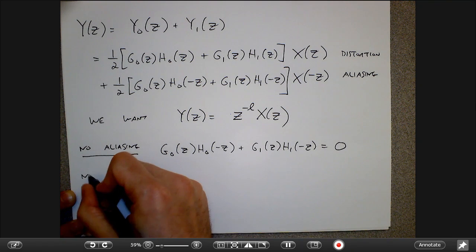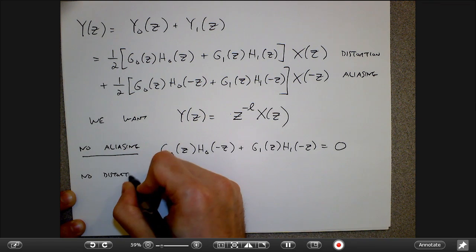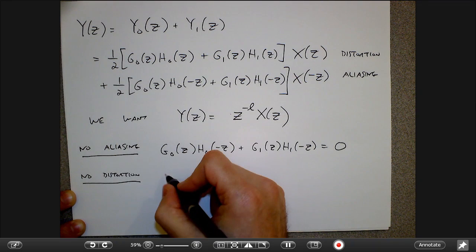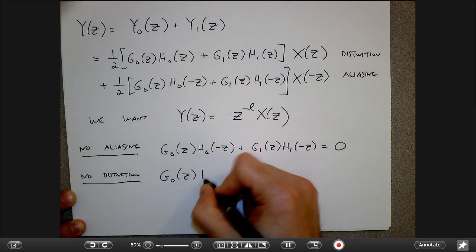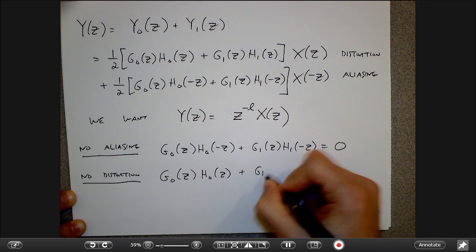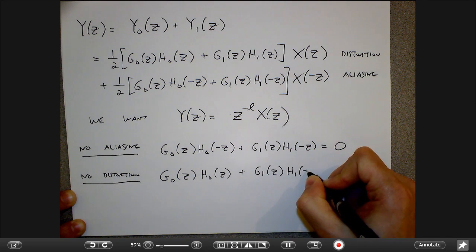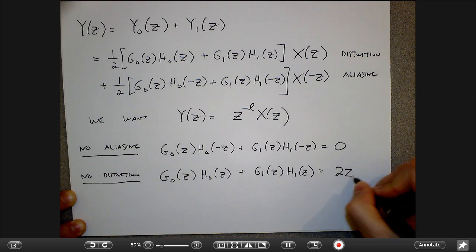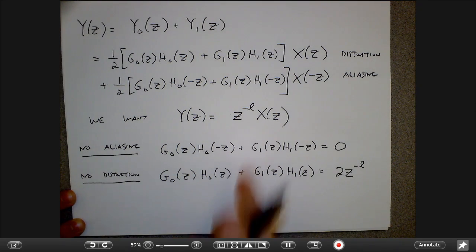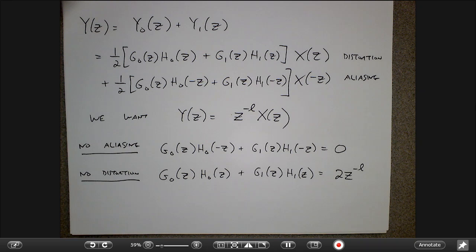And for no distortion, just delay, I need this term up here to be equal to 2z to the minus l, right? Just a delay. So these are the conditions that I would need to have perfect reconstruction, right? And so the idea here is that, remember, what I have is a bunch of freedom to choose G0, H0, G1, H1, right? So I've got 4 FIR filters that I can screw around with to be able to try and make these conditions happen, right?